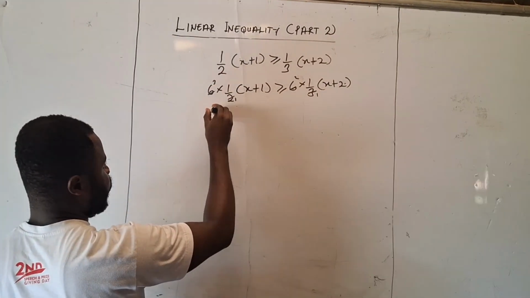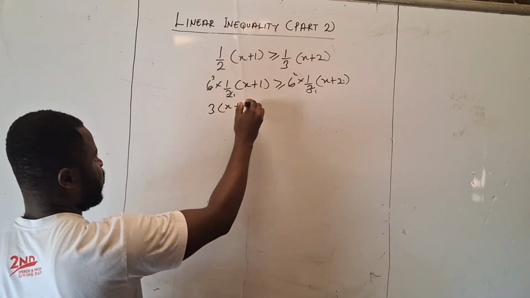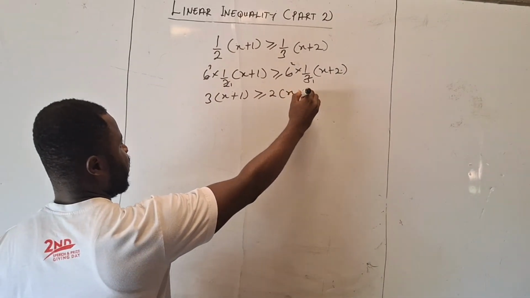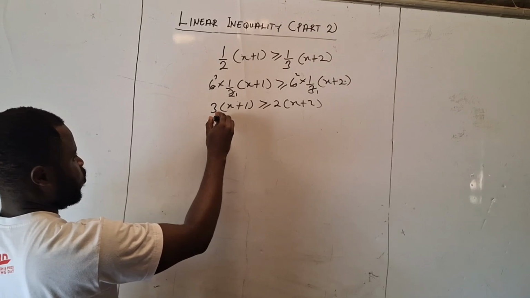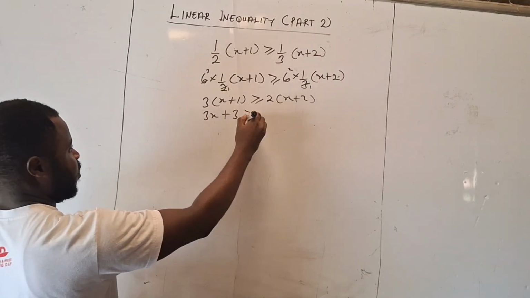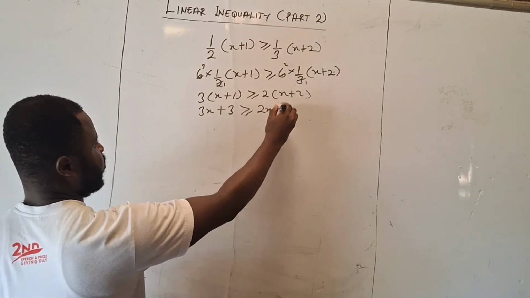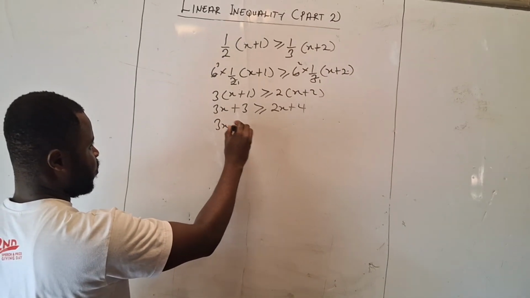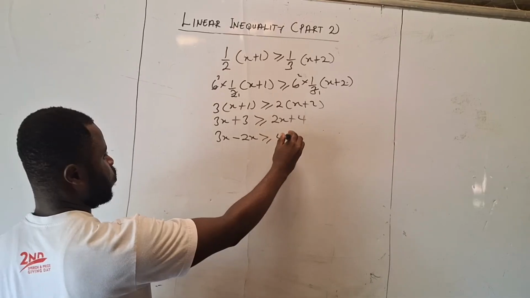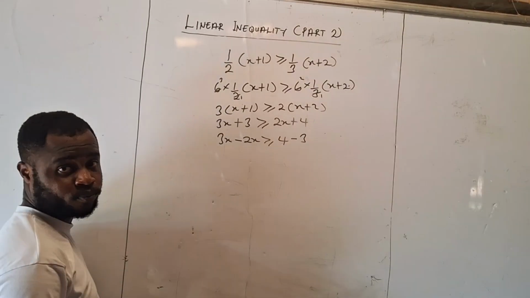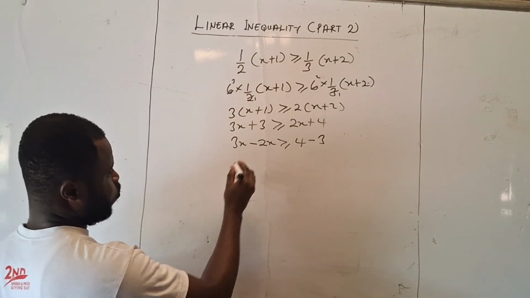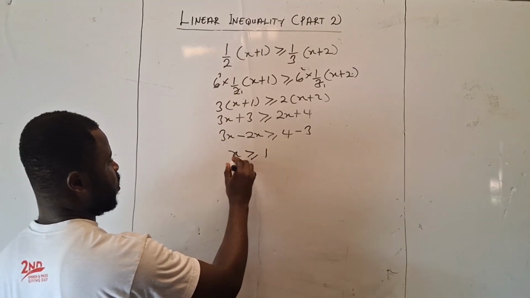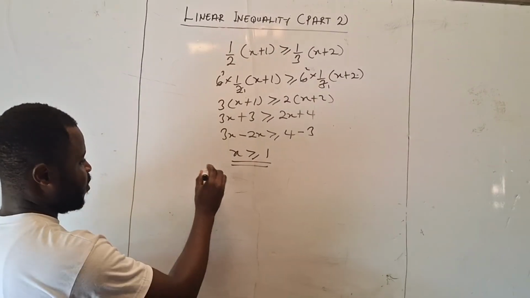3 times 1 is 3, so we can introduce a bracket here. Then we have 2 times 1, 2, x plus 2. So this one gives us 3x plus 3. Then we have 2x plus 4. Grouping like terms, 3x minus 2x greater than or equal to 4 minus 3. So 3x minus 2x will give us x greater than or equal to 4 minus 3, which is 1. So this is the answer.